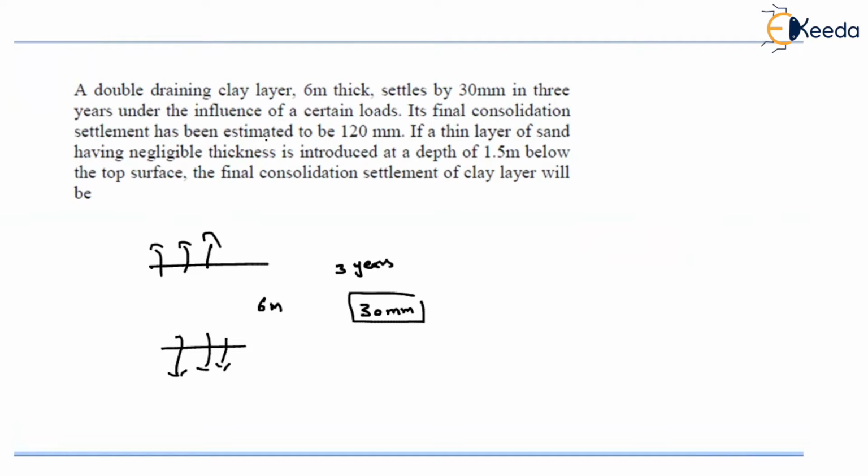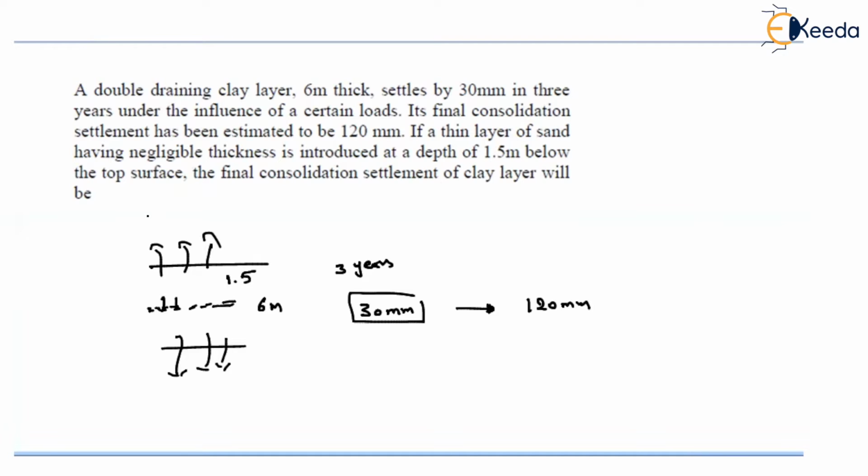Okay, fine. And what happened? Its final consolidation settlement has been estimated to be 120 mm. Okay, in 3 years 30 mm is happening, but what is the final settlement? 120 mm. Now, what are they doing? If a thin layer of sand having negligible thickness, that means if I keep a sand layer in between, what will happen? As the drainage path is increasing, the time required for the settlement will decrease. At a depth of 1.5 below the top surface, the final consolidation settlement will be.